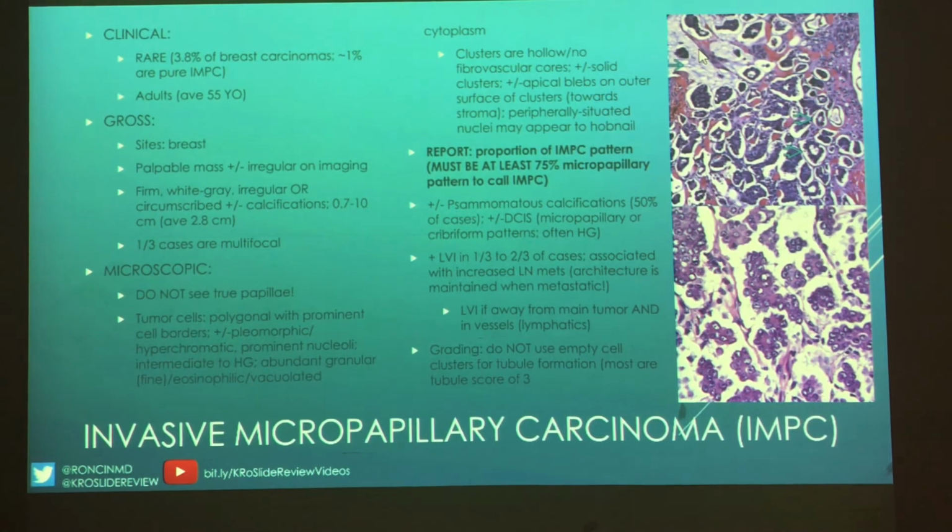We talked about the mats with this, how it maintains the same architecture, so that makes your life easy. And so when we're grading, you don't use the empty cell clusters, so where it looks like it's forming a tubule, you don't use that for tubule formation, so most of them are actually going to be a tubule score of 3. So when you're looking at the tubules, mitotic figures, and nuclear features for the Nottingham scale, you're typically going to give this a T of 3.